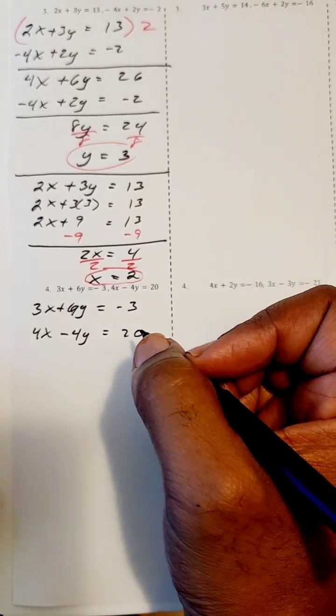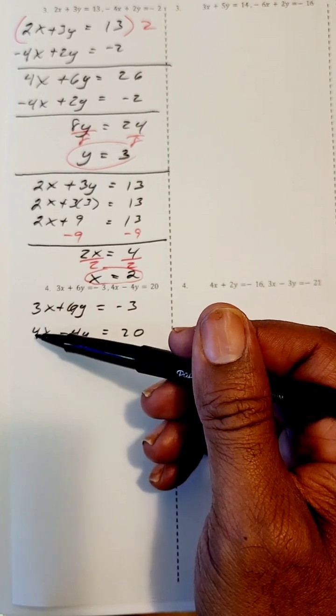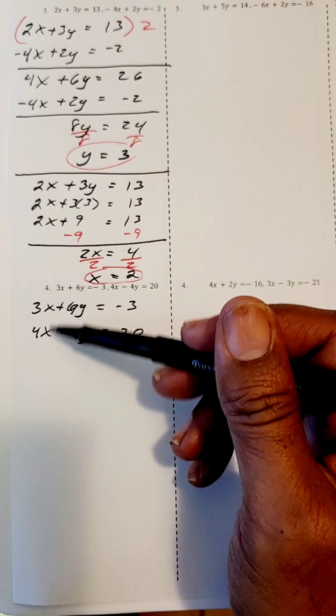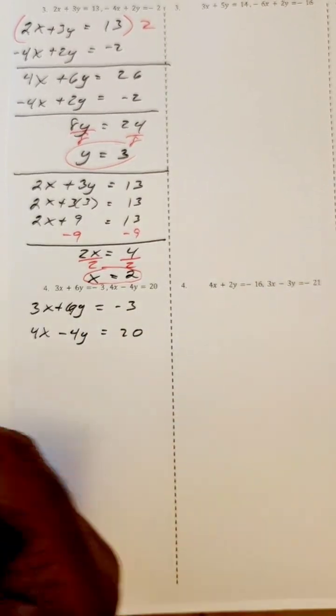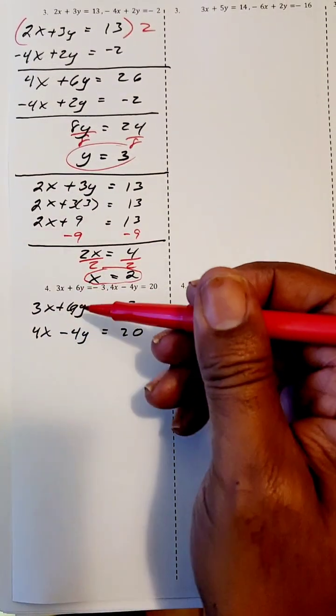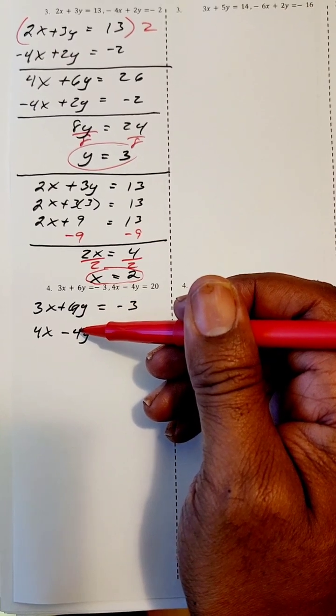Okay, now there are no additive inverses. That's a 3x, that's a 4x, this is a positive 6y, it's a negative 4y. So there are no additive inverses. But I can make additive inverses by finding common multiples, and definitely the least common multiple. So the least common multiple for 6 and 4 would be a 12.